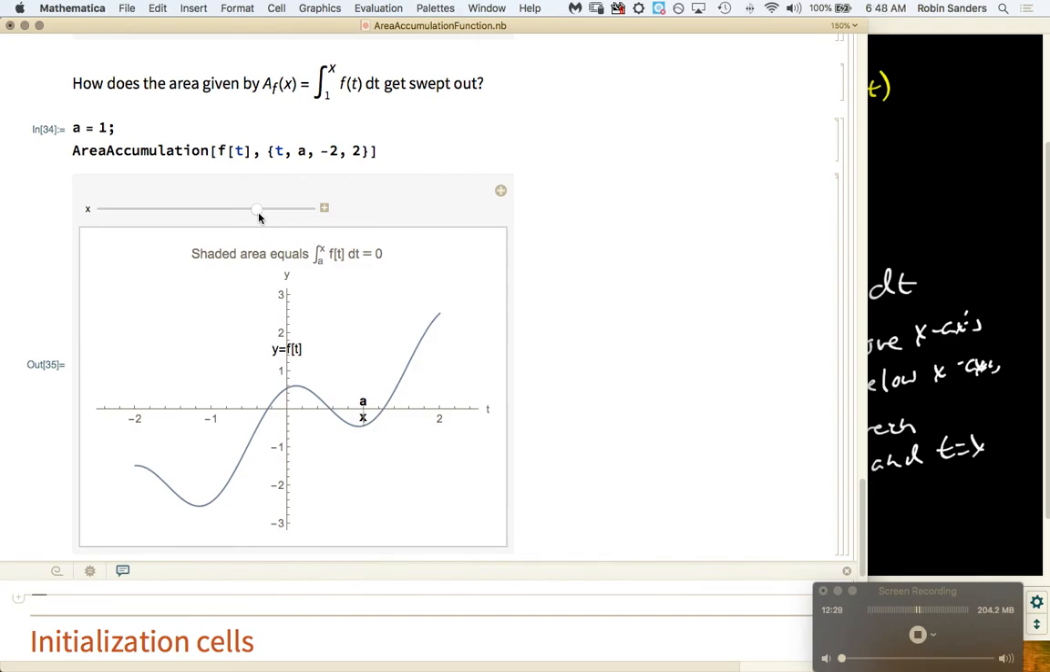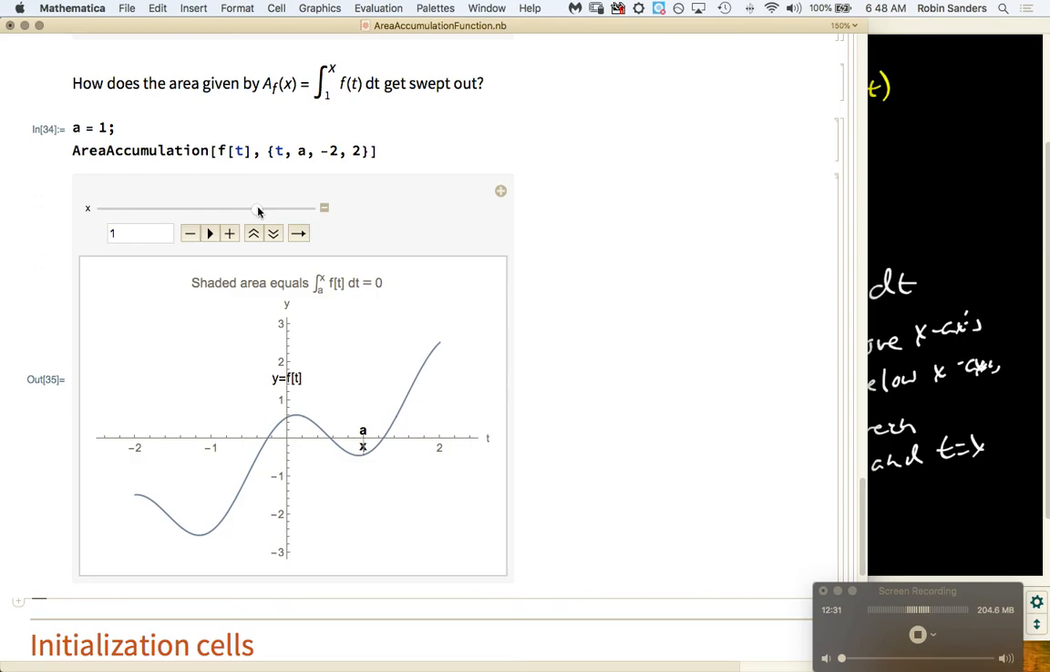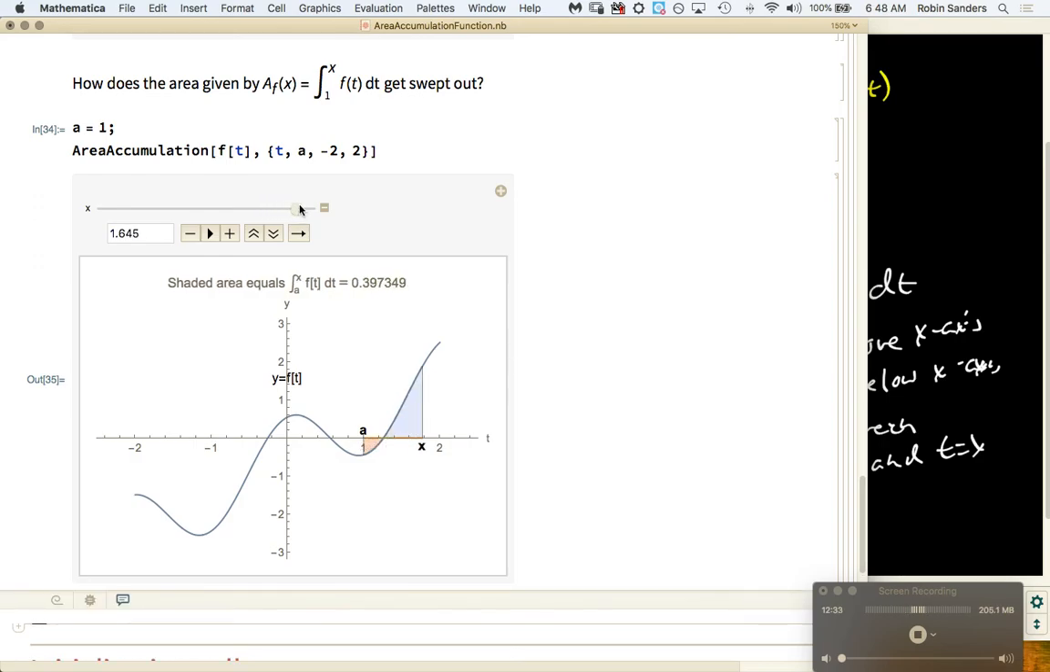And again, when I have x move towards the right, the integral is being traced out in the correct way, so area that is below the x-axis is colored red, area that is above the x-axis is colored blue because it's positive. Obviously, if I stop here, the blue area is a lot bigger than that red area, and my accumulated area is positive.